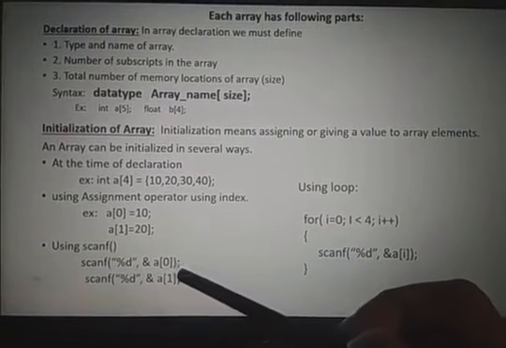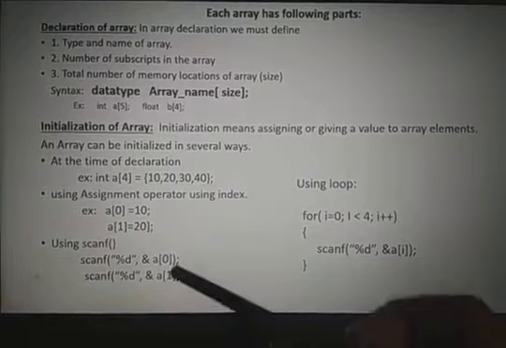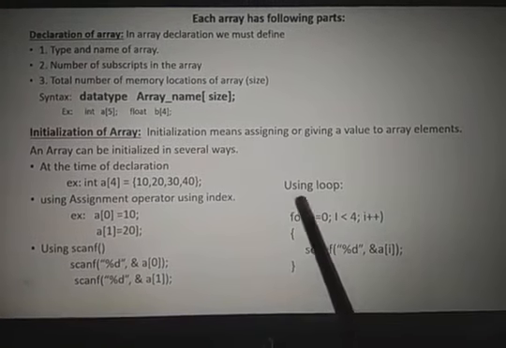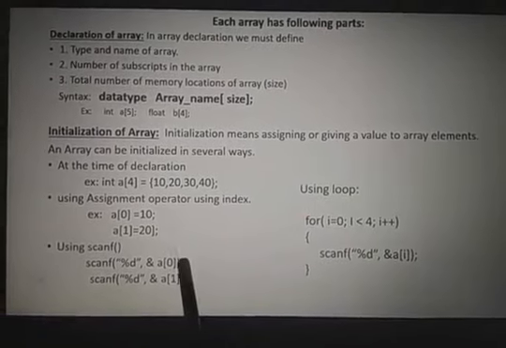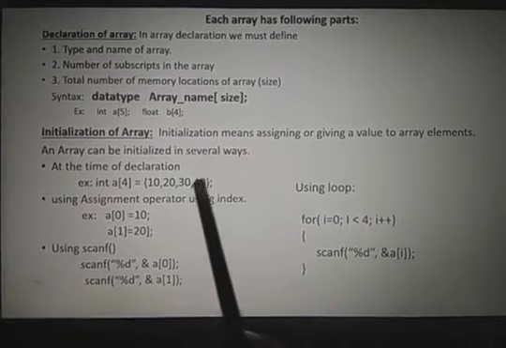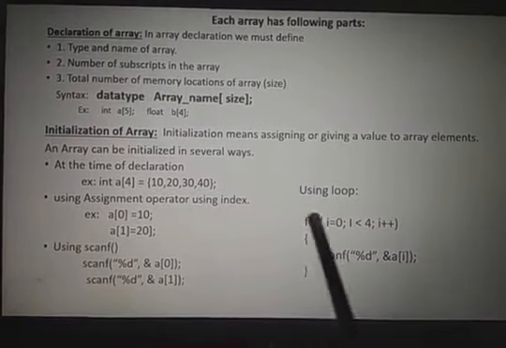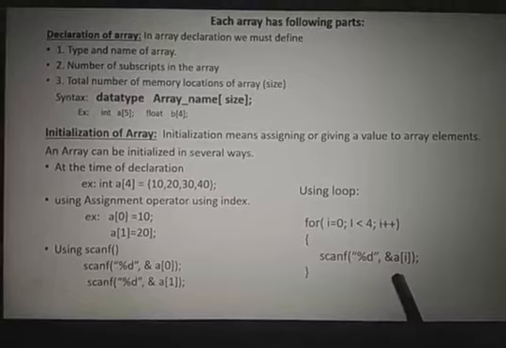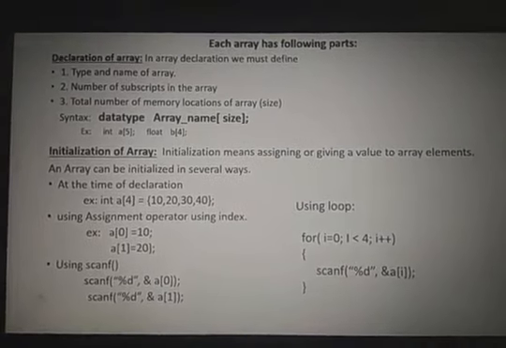But only 0, 1 will be changed. 0, 1, 2, 3 and so on. It means I am using a for loop. The i value starts from 0 and ends at 3: 0, 1, 2, 3, less than 4. This will be repeated. This is called initialization.